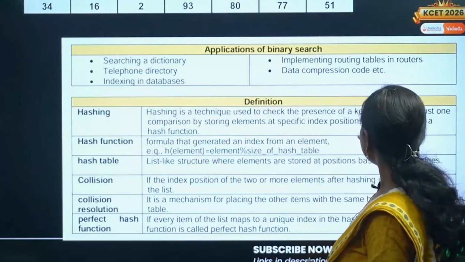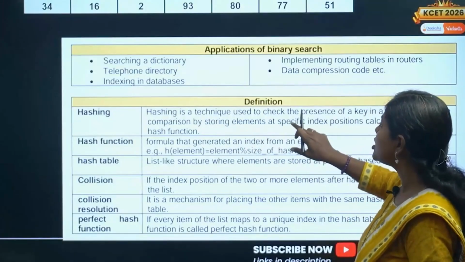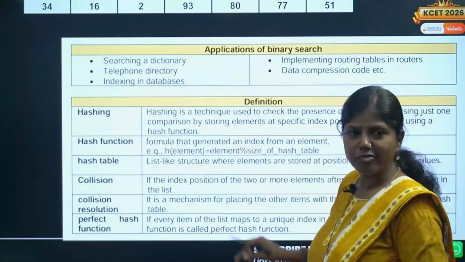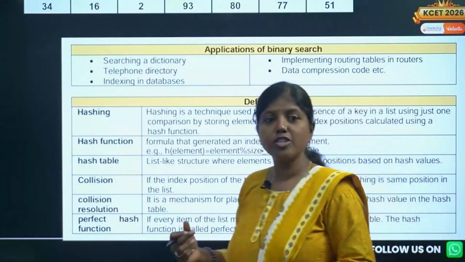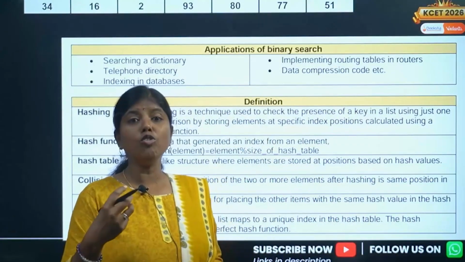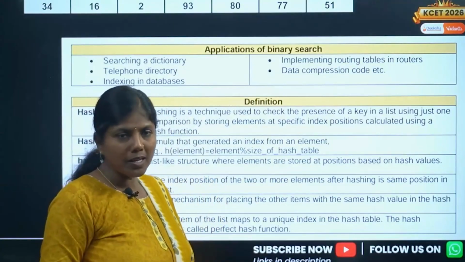That is what you mean by the hashing technique: checking the presence of a key in a list using just one comparison by storing the element at a specific index position, calculated using a hashing function. There will be a certain hashing function. Using that hashing function itself, you will be able to calculate the value of the index where the element has to be stored. Is the point clear?